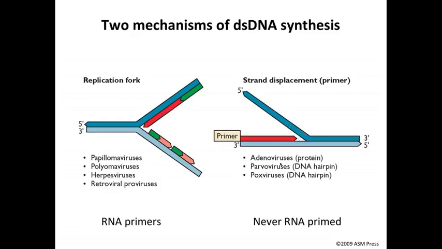This is typical of adenoviruses, parvoviruses, pox viruses, and that's it, sorry. The primers, again, are not RNA. They can be protein or DNA hairpins, and we'll look at that as well.